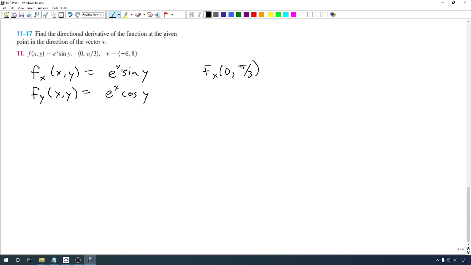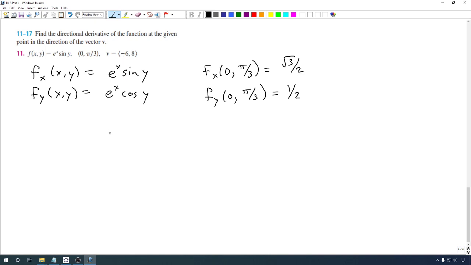Of course, e to the 0 is a 1, so that's not too interesting. But the sine of y, that's where we have to actually pay attention. Sine of pi over 3 is root 3 over 2. And this time we get to take the cosine of pi over 3, which is 1/2. Okay, so do we take those and we multiply by the components of v?